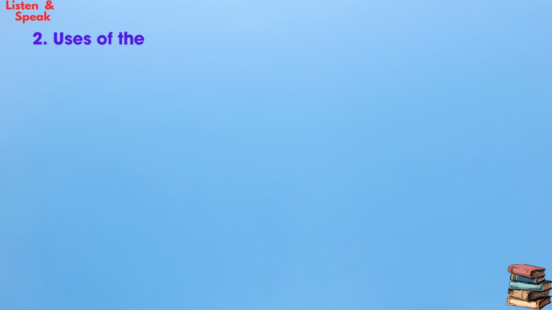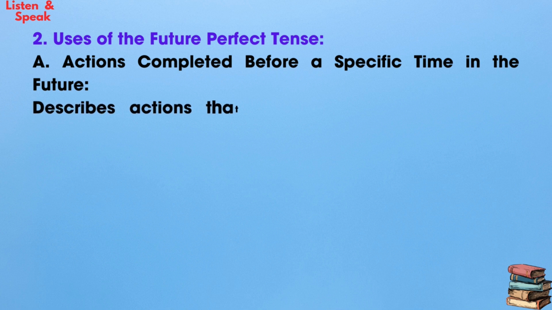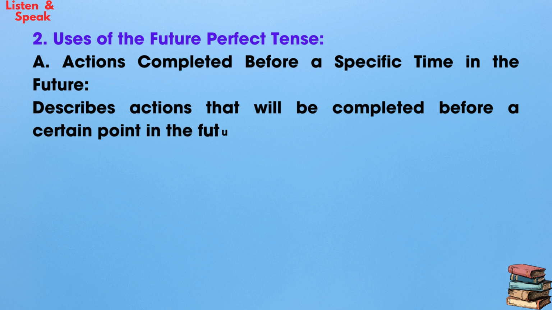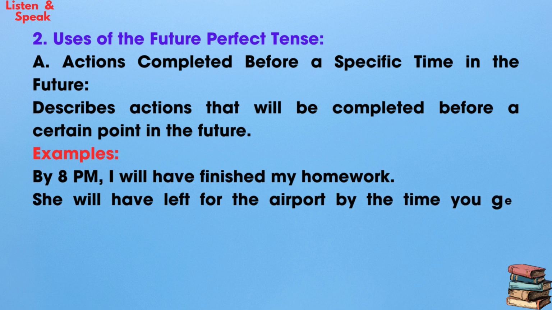2. Uses of the future perfect tense. A. Actions completed before a specific time in the future. Describes actions that will be completed before a certain point in the future. Examples: By 8 p.m., I will have finished my homework. She will have left for the airport by the time you get home.